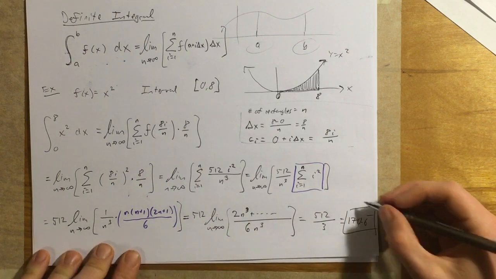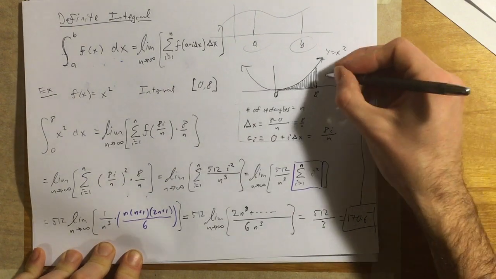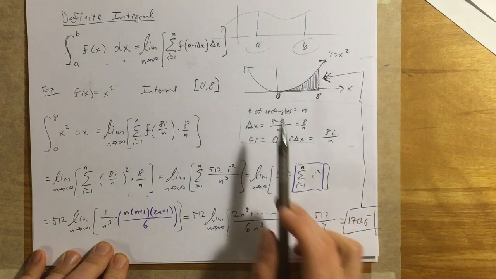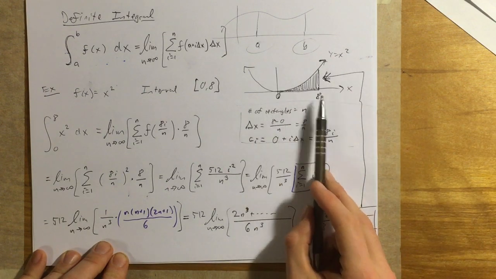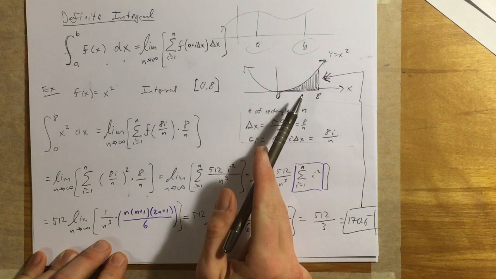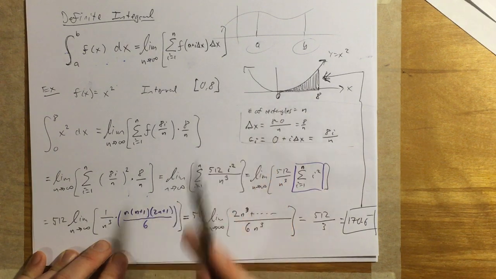And that, my friends, is the exact area underneath the parabola x squared between x equals 0 and x equals 8. That is 170 and 2/3 square units. All right?